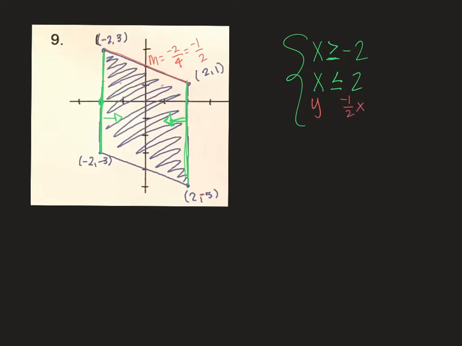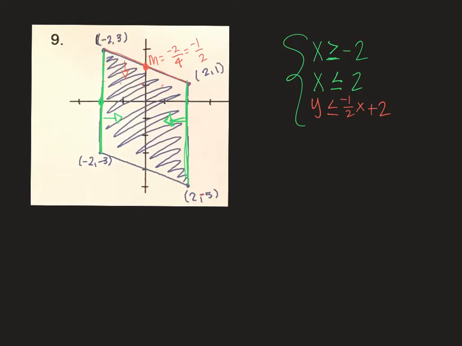And it's going to cross that y-axis at 2. So we know our y-intercept is 2. It's shading below that, so it's going to be less than, and it's a solid line, so it's going to be less than or equal to.